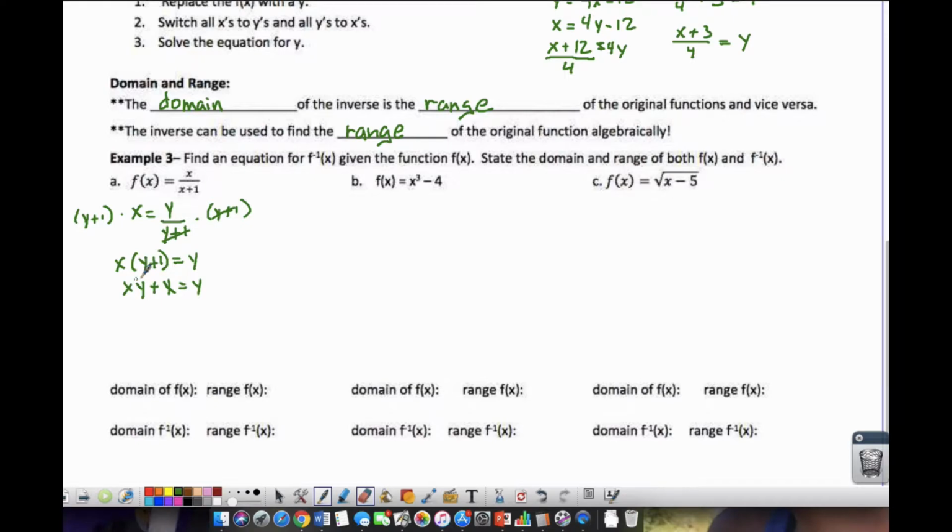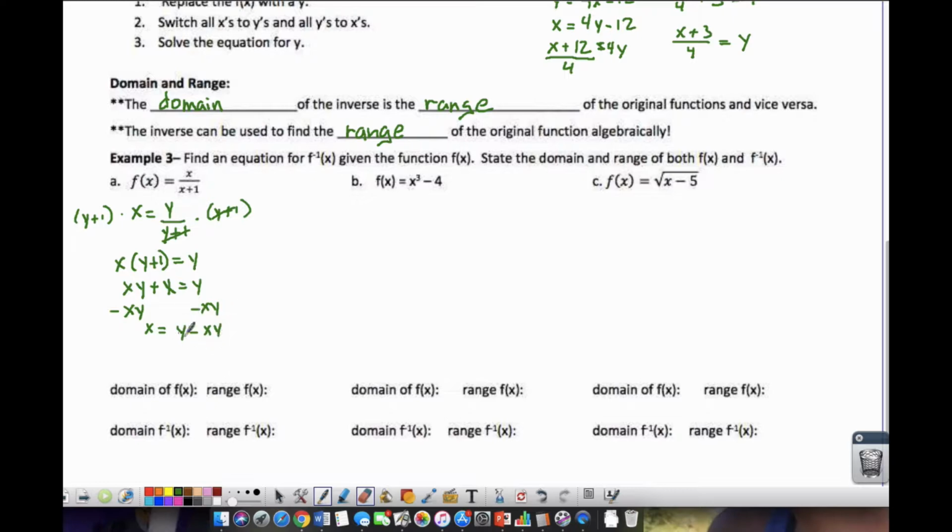Now let's move this to the other side. And with these types of problems, and we'll get into proofs where you just have to try something. Just go for it, see if you get there, and if you don't, try something else. This is going to work because I've done this problem before. But in the future, when you're unsure what to do, try something and just see what happens. Okay, so I'm going to subtract xy. These cancel out. I'm left with x equals y minus xy.